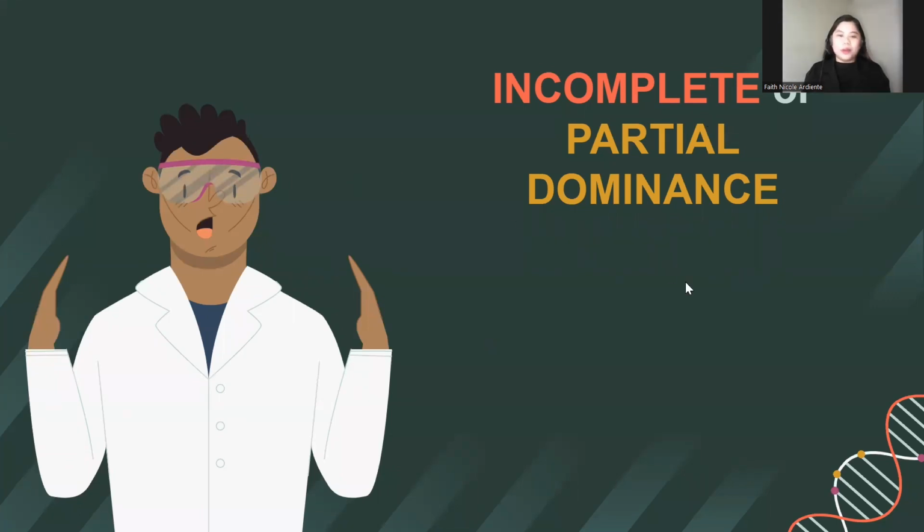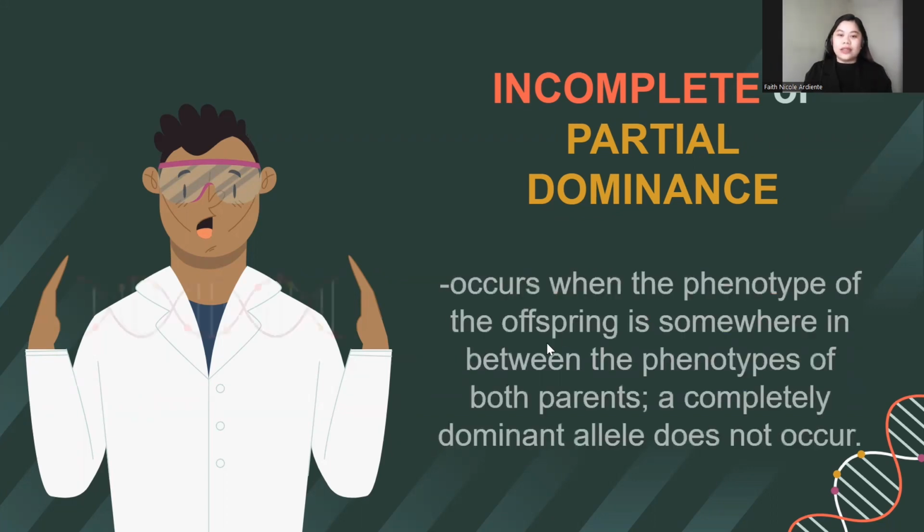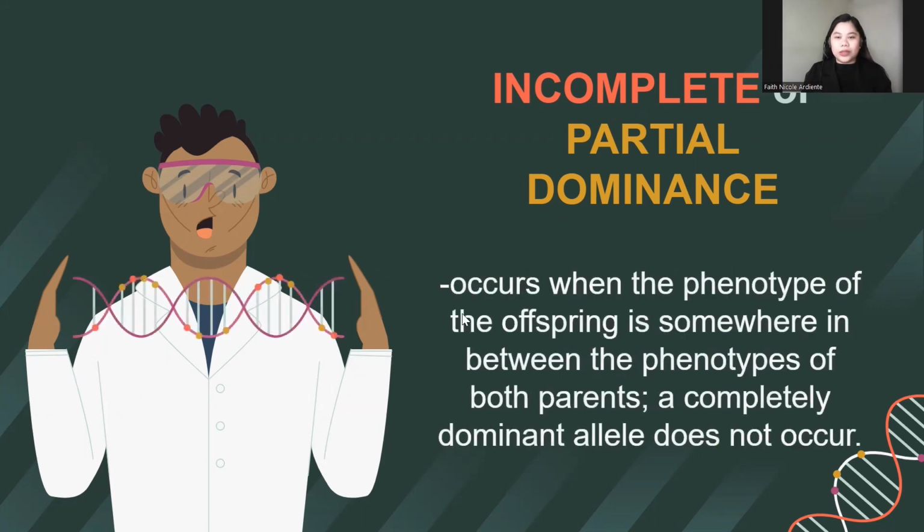Yes, student. Oh, very good. These are the blending of traits. So incomplete dominance occurs when the phenotype of the offspring is somewhere in between the phenotype of the parents. So this means we cannot see the physical trait of the parent in red. We cannot see the physical trait of the other parent, which is white, but rather it is a combination of both traits. So if we combine color red and color white, that will give us pink.